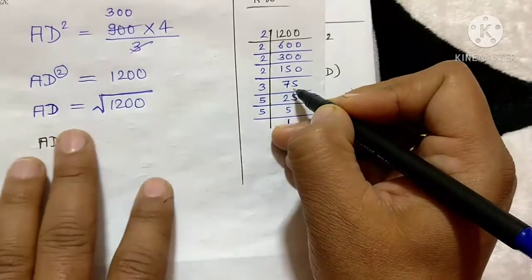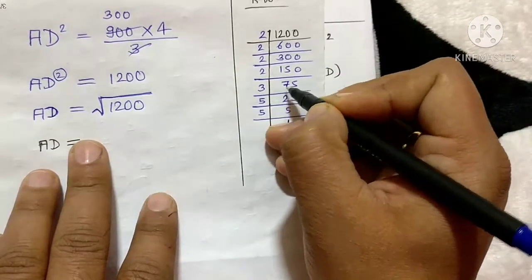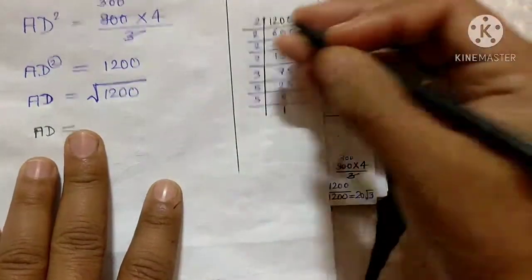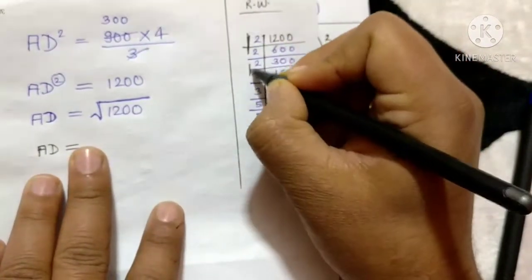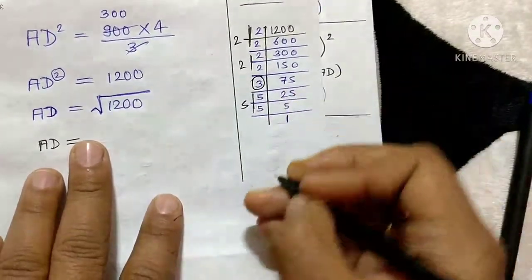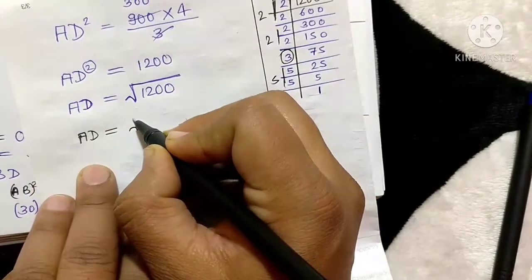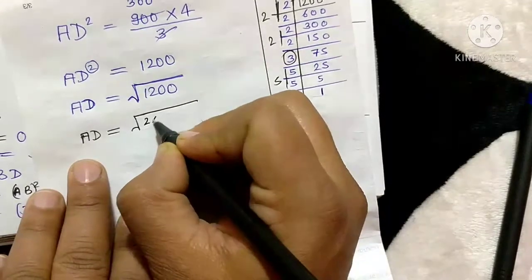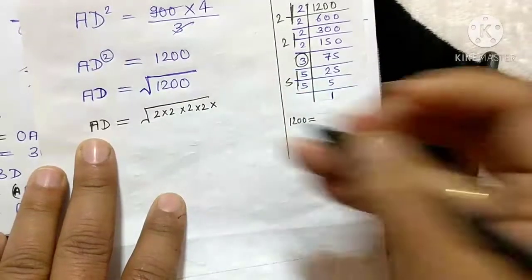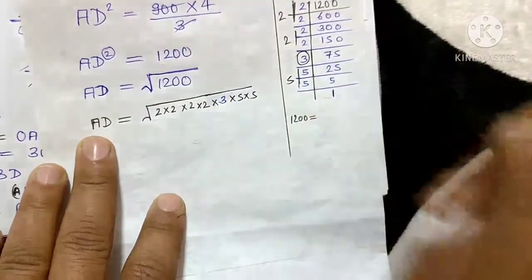Now 75. Now 75 can't be divided by 2. So we will take 3 here, because 7 plus 5 is 12, so it is divisible by 3. So 3 2s are 6, 3 5s are 15. 5 5s are 25, 5 5s are 5. Now just check the pairs. These are in pairs. This is in pair. This is in pair. So 2 2 5. But this 3 is not in pair. So I can write 1200 equals 2 multiply by 2 multiply by 2 multiply by 2 multiply by this 3, which is not in pair, and then 5 into 5. Okay, it's under square root.